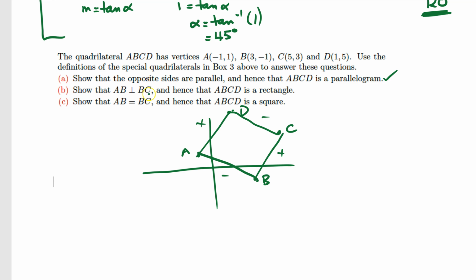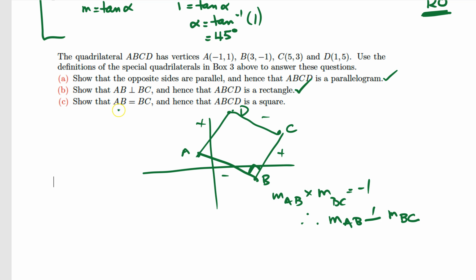Show that AB is perpendicular to BC. So we're going to show that there's a right angle here. How do we do that? Well, remember, if we take the gradient of AB and we multiply that by the gradient of BC and we get -1 as our answer, therefore AB is perpendicular to BC. So that's the logic behind our plan. So if that's the case, if we have a parallelogram with one right angle in it, then that will make all the others a right angle, so it becomes a rectangle.